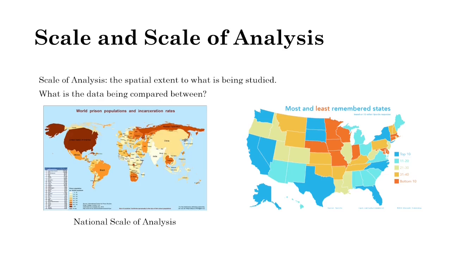What about the one on the right? That is a national scale because we're looking at a country. But what is the scale of analysis? What is the data being compared between? Well, the data varies between states. So you could say it's a state scale of analysis. Another term you could use is subnational scale of analysis. The prefix sub means below, so it just means below national.